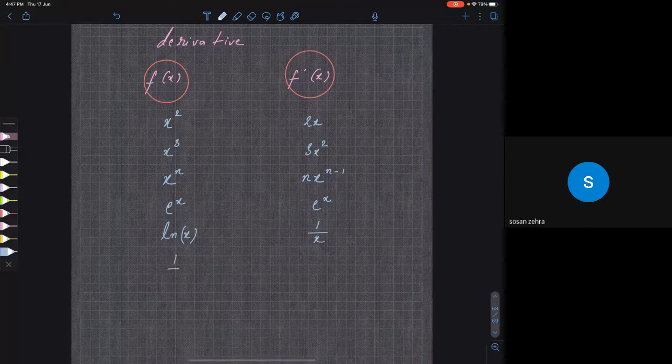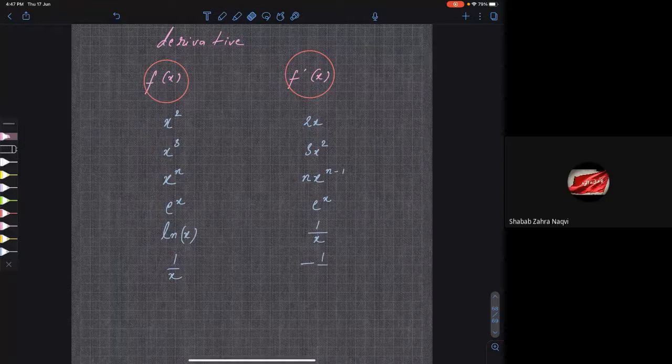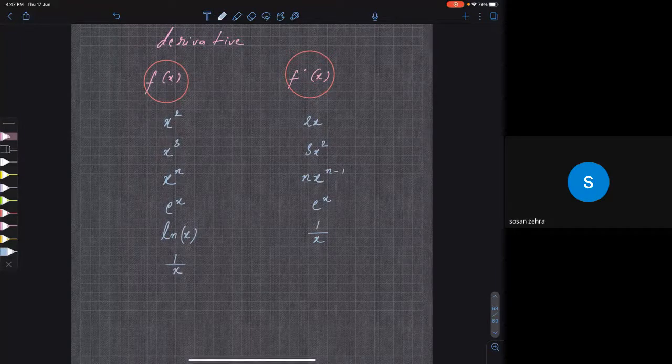What is the derivative of 1 by x? It is minus 1 by x square. Clear? Yes, sir.